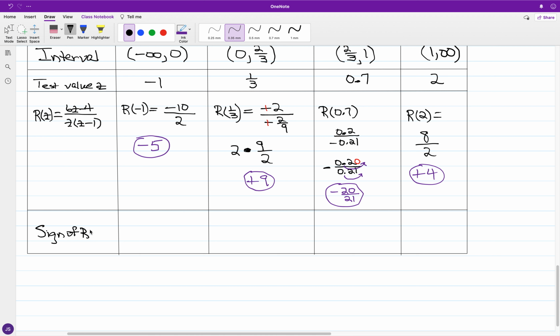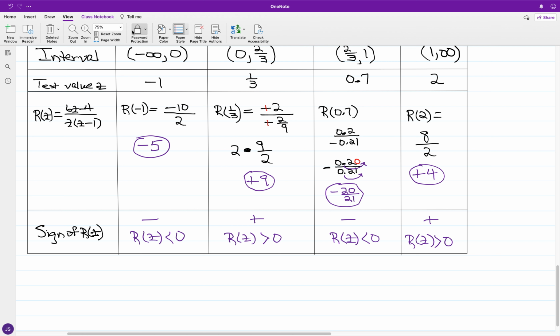For the sign of r of z, anything negative that is selected for the input, the output is also going to be negative. So we're going to have r of z is less than 0. Then we have next a positive output, so we have r of z is greater than 0. Next we have a negative input, so we have r of z is less than 0, and then in the last, we have r of z is greater than 0.